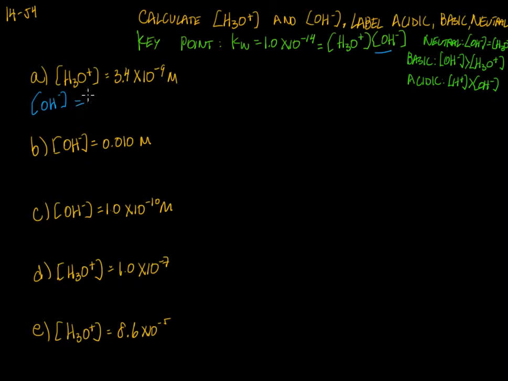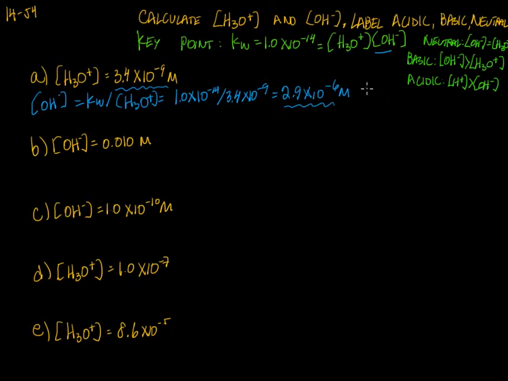And that's equal to Kw over H3O plus. And that's going to be equal to 1.0 times 10 to the minus 14 over 3.4 times 10 to the minus 9. And we get the quantity 2.9 times 10 to the minus 6 molar. Check your calculator to make sure you're getting the same kind of thing. Some calculators are tricky. So this is the hydroxide concentration. This is the H3O plus concentration. The hydroxide concentration is greater, so we would therefore label this as basic. All right, basic solution.